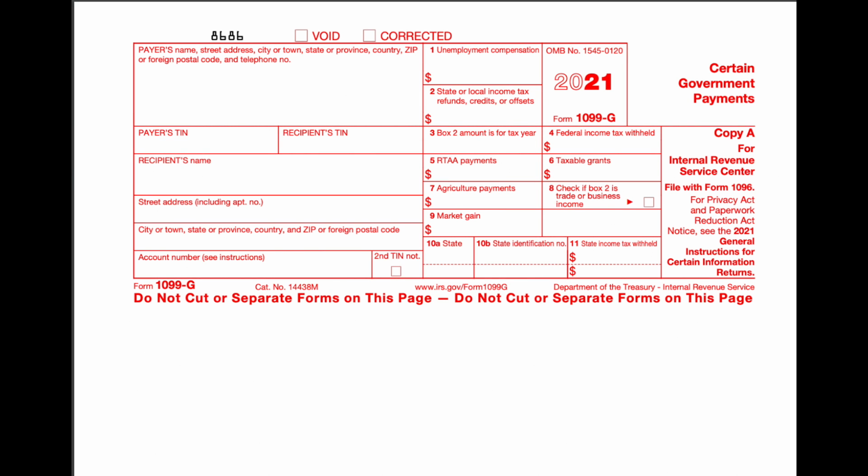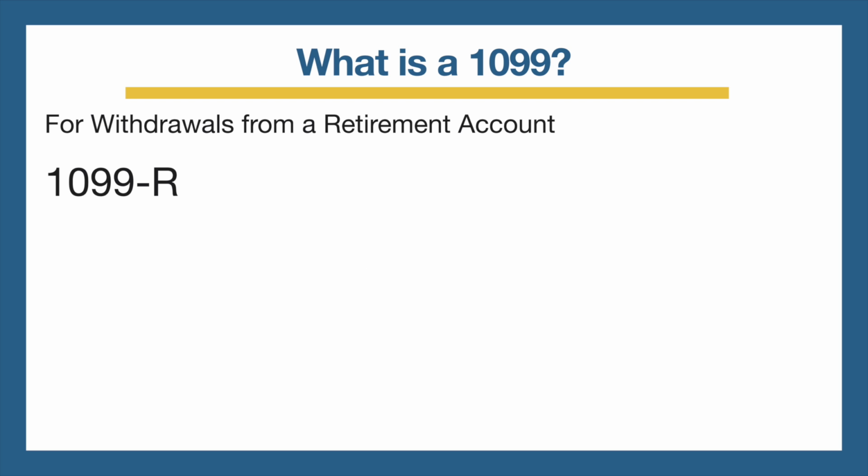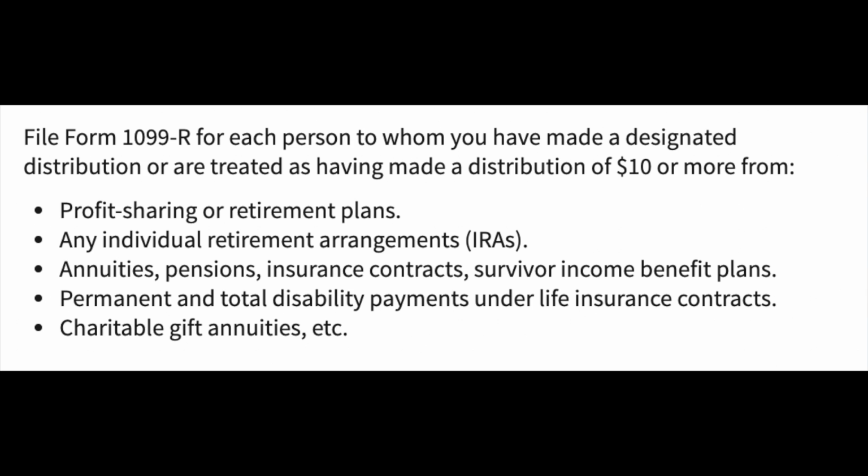Another type of 1099 is for withdrawals from a retirement account. This is called the 1099-R. So when you withdraw money from your traditional IRA, in most cases it is taxable, and then you'll receive a 1099-R that reports your total withdrawals for that year.